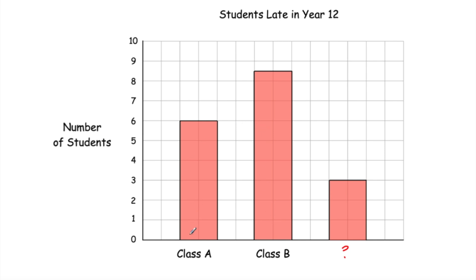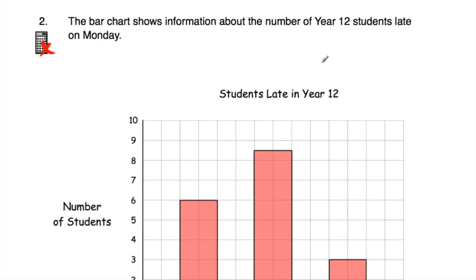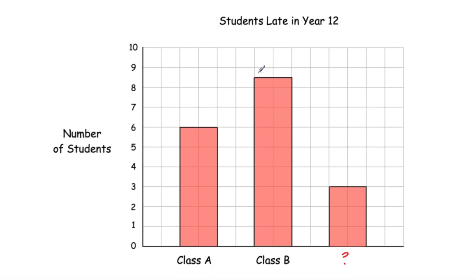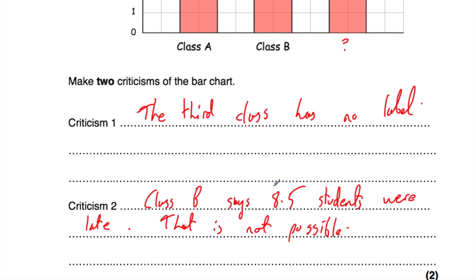Actually, here, let's have a look at this. Class A. In Class A, there's 1, 2, 3, 4, 5, 6 students that are late. But if we have a look here at Class B, we've got here that there's 1, 2, 3, 4, 5, 6, 7, 8, and then it's in between 8 and 9, so that would be perhaps 8.5. You can't actually have 8.5 students late, because the bar chart's meant to show information about the number of Year 12 students late on a Monday, and Class B can't have 8.5 students late. So let's write that down. And that's it. I've just written down that Class B says that 8.5 students were late, and that's not possible.